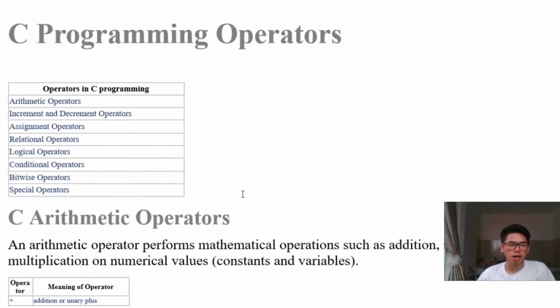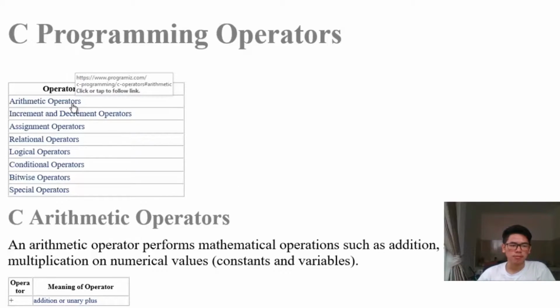Okay, so in this tutorial we're going to look into the operator in C programming. So what is an operator? An operator is a symbol that operates on an operand, on a value or a variable. For example, the plus sign is an operator to perform an addition. C programming has a wide range of operators, and that's what we're going to look into today. In C programming, there are 7 types of operator.